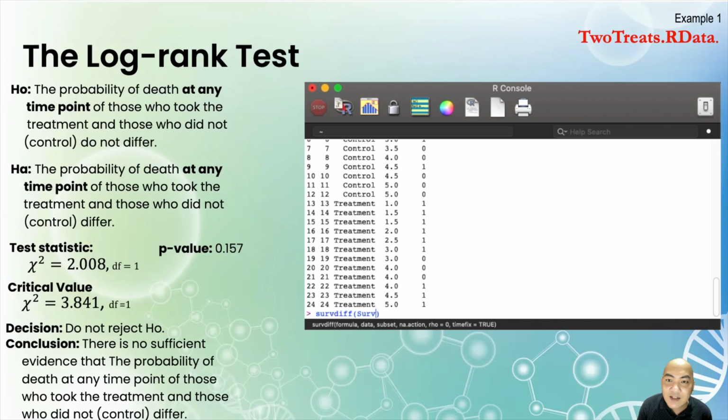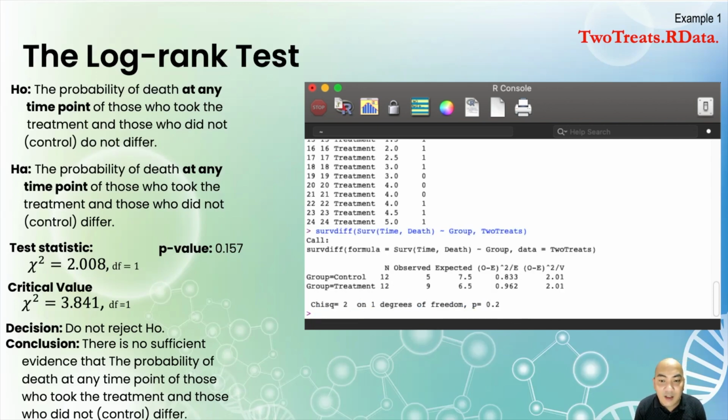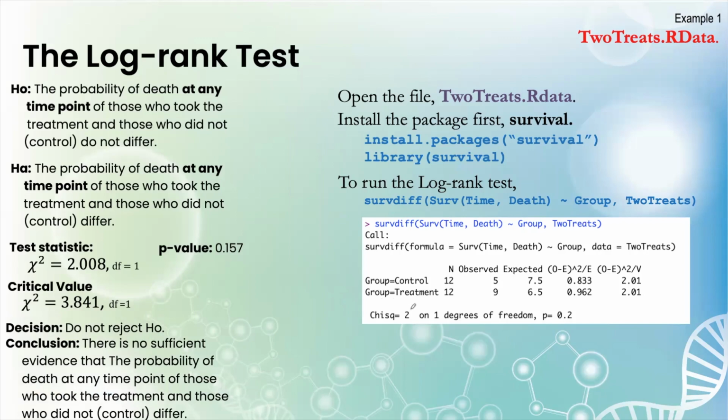And then in parentheses, the two variables of interest, which in toTreats.r data is Time with capital T, comma, and then the other column, which is the outcome, which is Death with capital D, and then tilde, and then the group, the treatment group and control group, which is under the group column, so that's group, comma, and then again the data file, which is toTreats. And then we're going to see this result, in which we can see that the chi-square test statistic is 2.0 with degrees of freedom of 1, and the p-value of 0.2, which is rounded off. So we know that that should be 0.157.